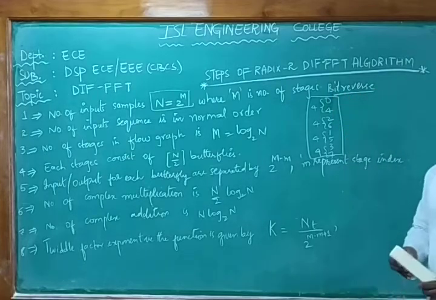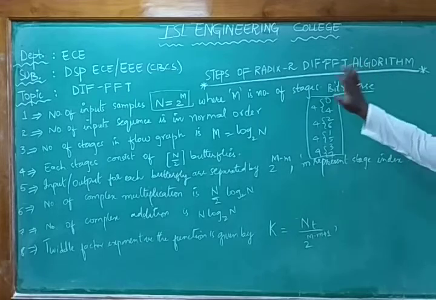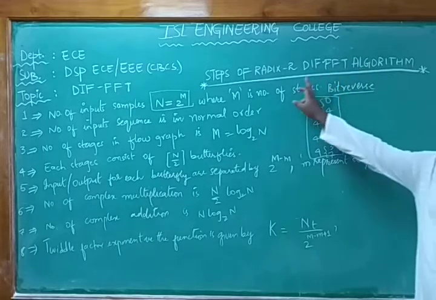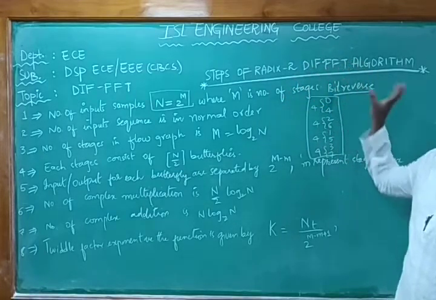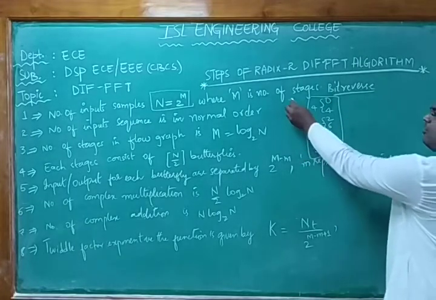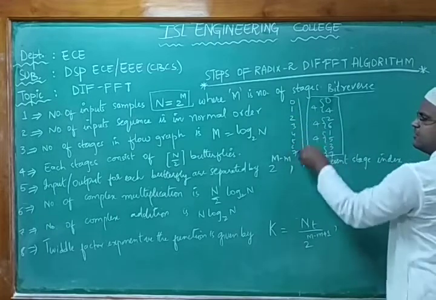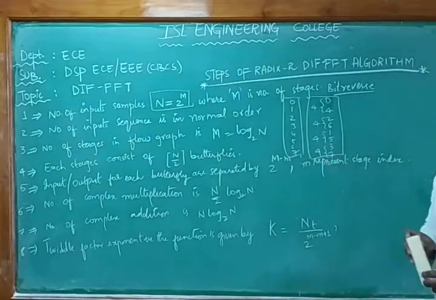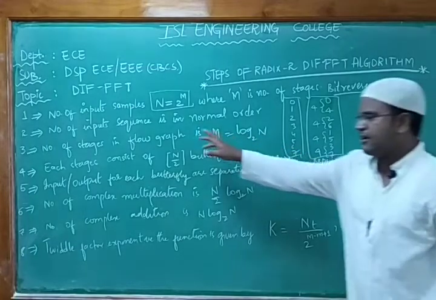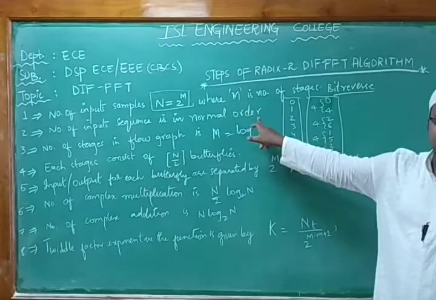So this is for DIT, decimation in time fast Fourier transform. Whereas in decimation in frequency fast Fourier transform, the bit reversal is in the output stage, not in the input stage. Input needs to be in normal order. Normal order means 0, 1, 2, 3, 4, 5, 6 and 7. So these are called normal order. That's the reason we are saying the input sequence of samples should be in normal order.